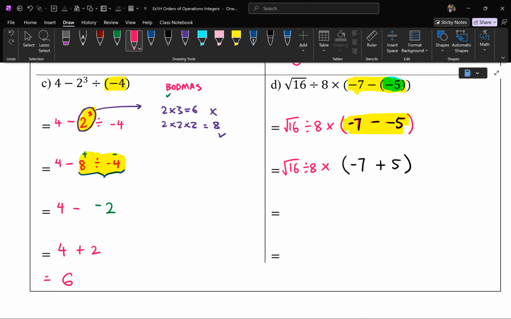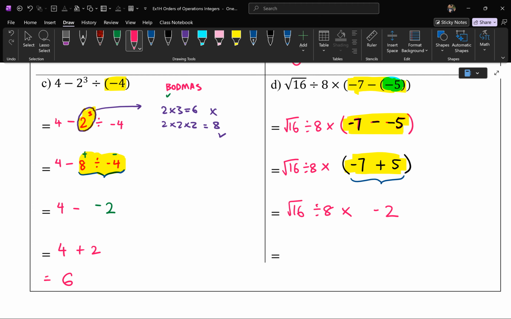What's -7 plus 5? That's exercise 1E now. So -7 and you earned $5. -2. You still owe $2 if you paid that $5 in debt. Yeah? So here we go. Let's rewrite it. I got root 16 divided by 8 times, and we just worked out that inside this bracket, -7 plus 5 is -2. Now, this is where I'm going to show you where the mistakes will eventually come in.